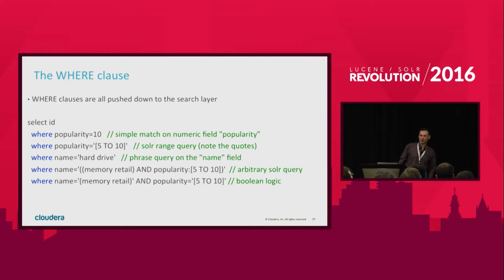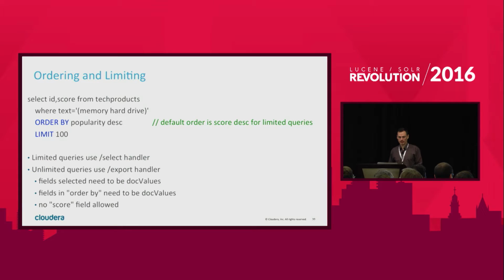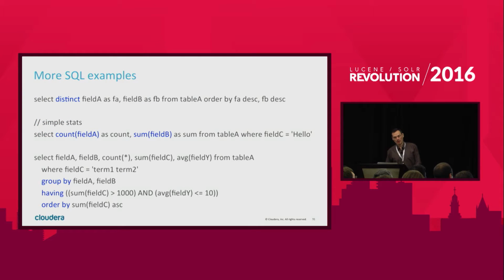We also fully support the where clause with full Lucene Solr query syntax. So you can just say where and then give an arbitrarily complex Lucene Solr query. And we have ordering and limiting. There's currently a bunch of caveats to this stuff, but I'm hopeful that these caveats will go away over time, so I'm not going to spend too much time on them.